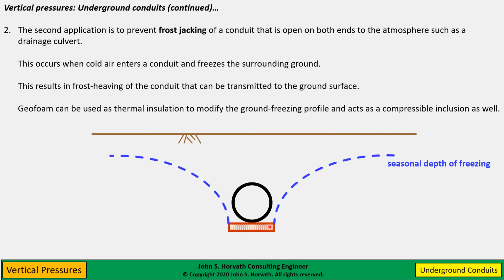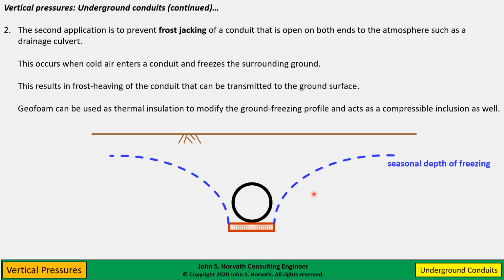Well, here again, we use a relatively thin panel of geofoam, again, no more than a couple inches, a few tens of millimeters, and this is now going to depress the seasonal freezing, so you will not get the frost jacking. And by the way, this will function as a compressible inclusion.